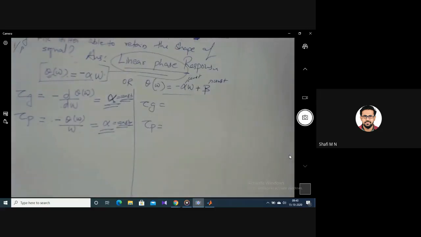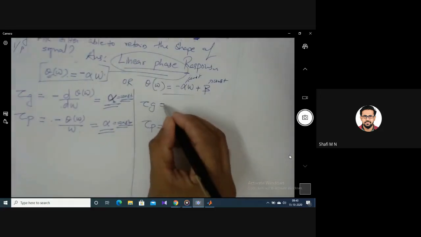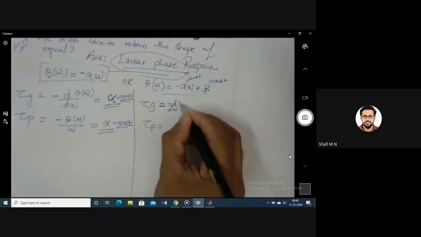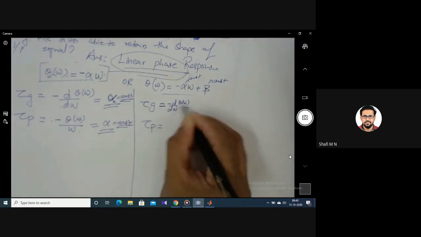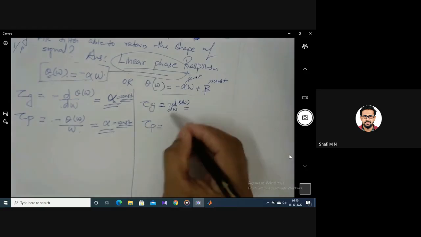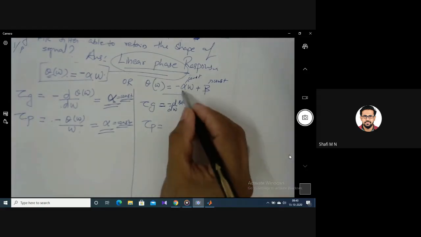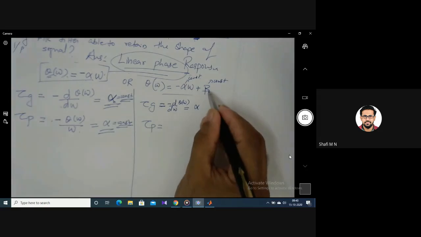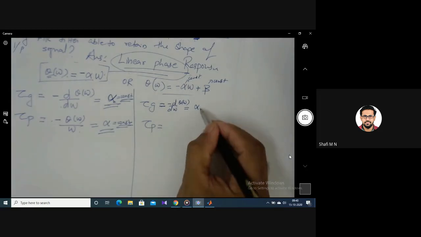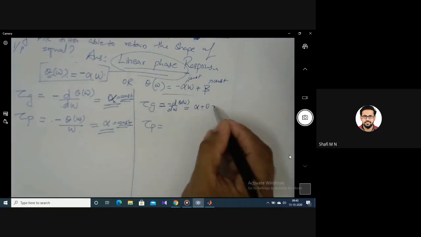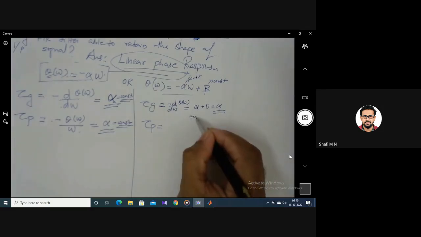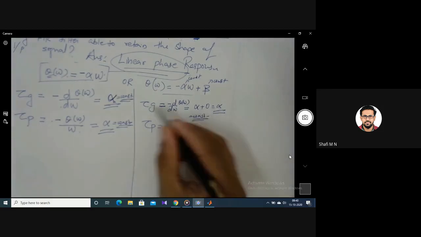Then next, tau g. Tau g is equal to, again, minus d by d omega of theta of omega. Same equation, that is the fundamental equation. You have to learn this by heart. So apply the derivative. Minus of minus alpha becomes plus alpha. The derivative of the constant beta is 0. So alpha plus 0, you will get alpha. Again the observation is that group delay is constant. Group delay is constant again here.